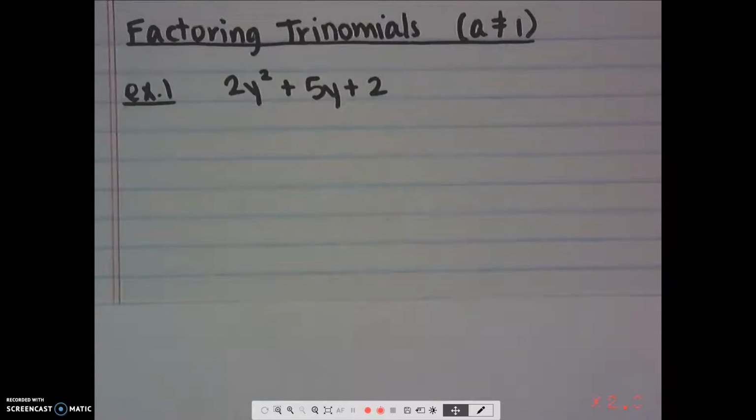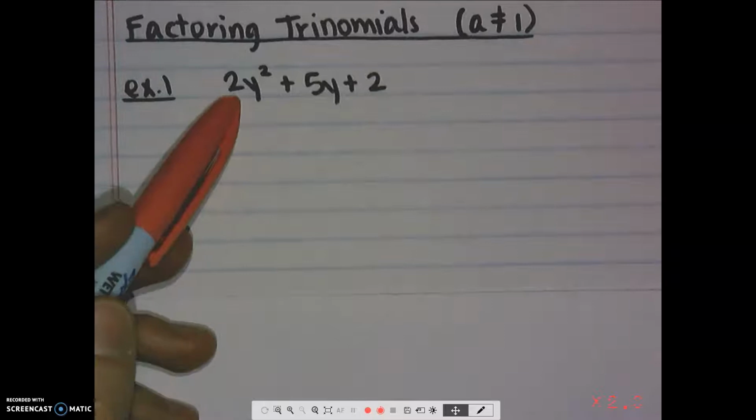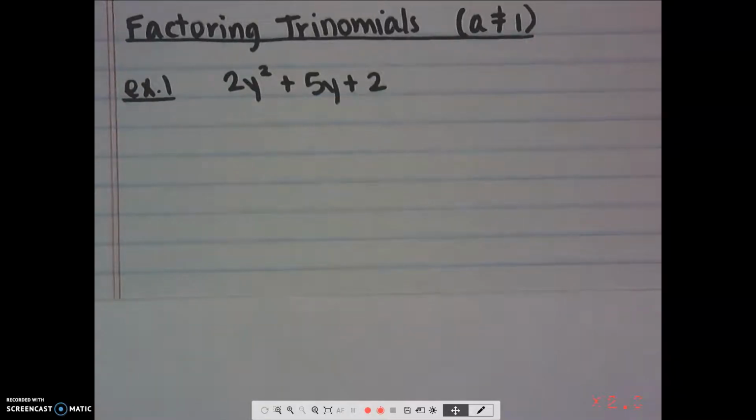Today we're going to talk about factoring trinomials where a does not equal 1. Everything else that we've seen so far has either had a GCF or had an a value of 1, meaning the leading coefficient, the first thing we see here, is 1. But today we're going to talk about what we're going to do when there's not a 1 there, something else.